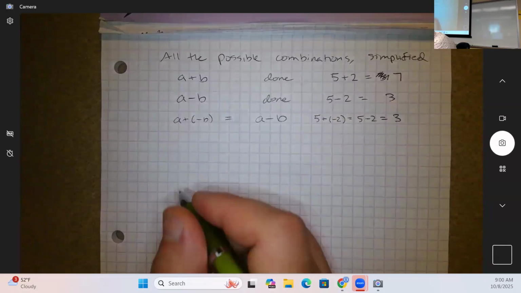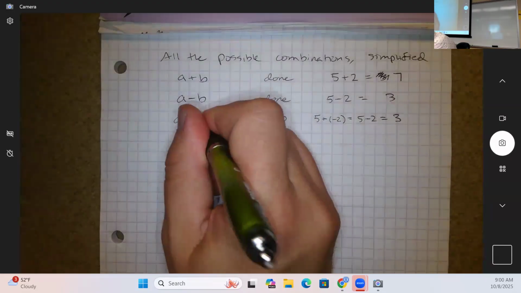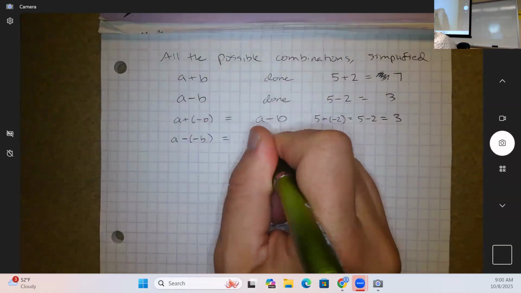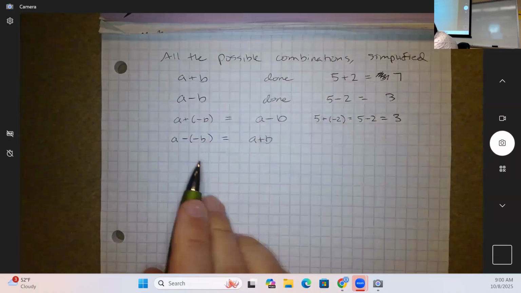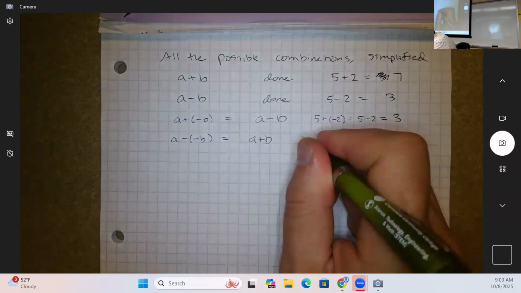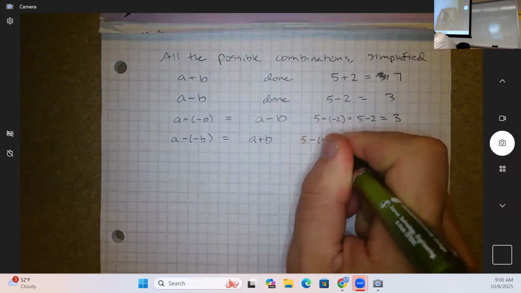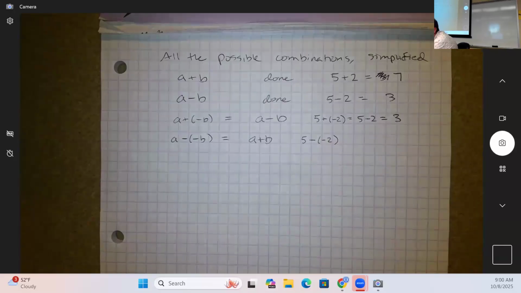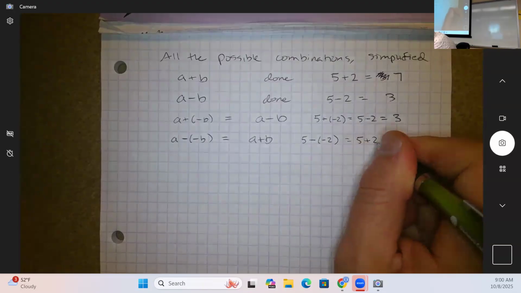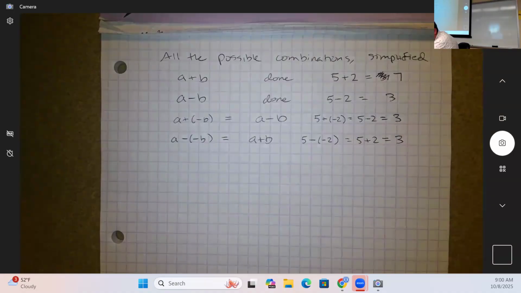Then we had A minus negative B. So A minus negative B, that simplifies to A plus B, because subtracting a negative is like adding the positive. Five minus negative 2 is like 5 plus 2, which is 7.